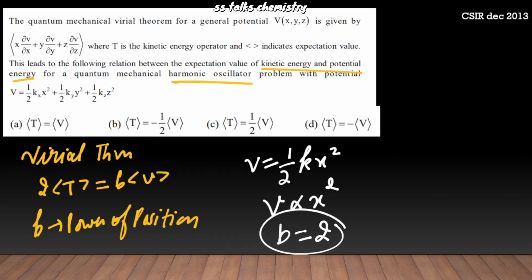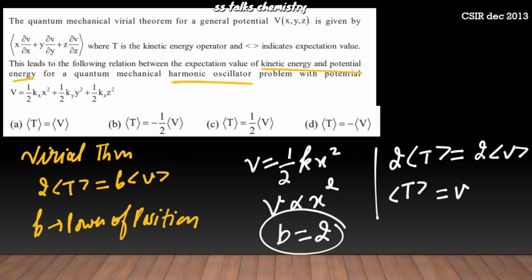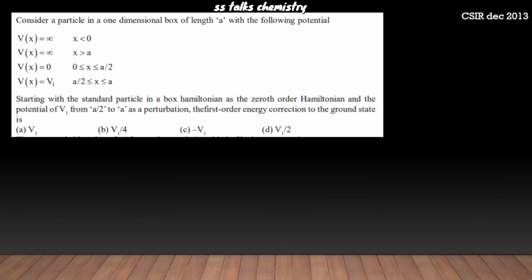Okay, so that makes twice the kinetic energy equal to twice the potential energy. So kinetic energy is equal to the potential energy. This relationship we will have, and that makes option A the correct answer. Okay. Next, this one now.